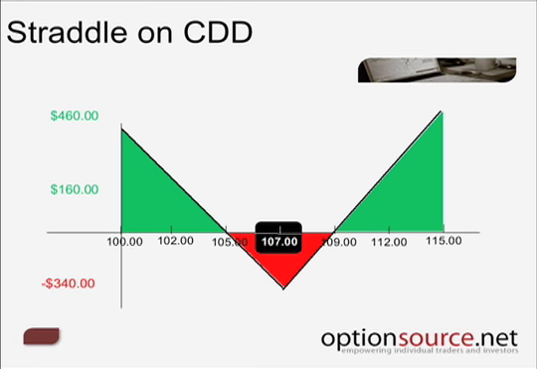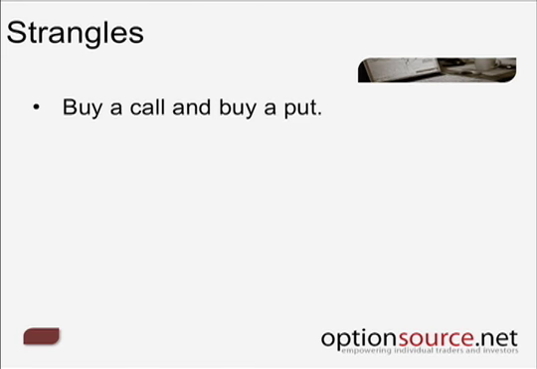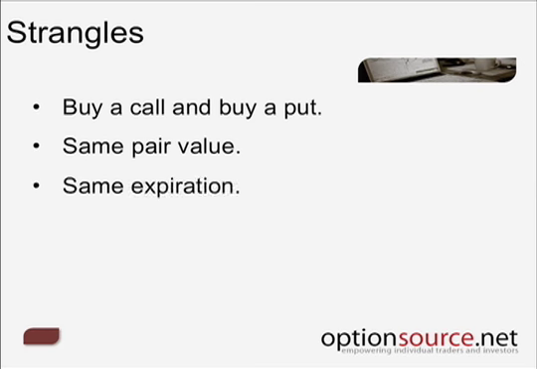Now, the other type of strategy that we can implement in a similar fashion is known as a strangle, and we're still in this case buying a call and a put option. But in this case, and again on the same pair value, we're actually using different strikes. So all of the components are the same. We're buying a call and we're buying a put. We're looking at the same pair value, same expiration, but we're actually looking at different strike prices.